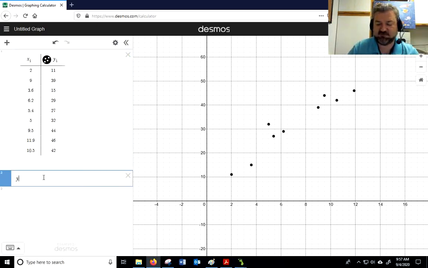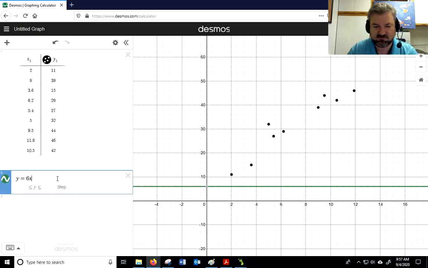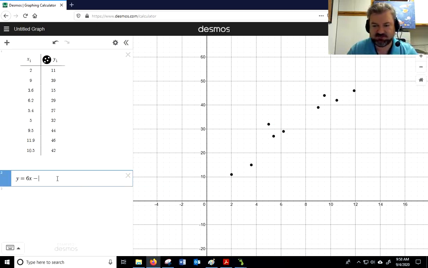Okay, so let's see what you get. To me, I look at this, and it definitely looks like it's going up like 6 or so. With the minus 10 maybe for y-intercept. Well, maybe that's too fast.